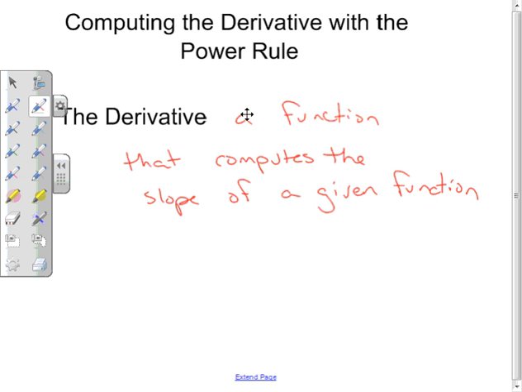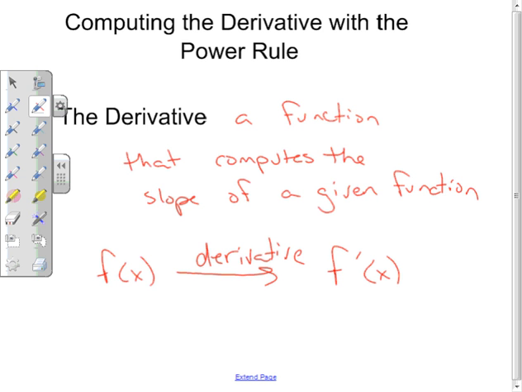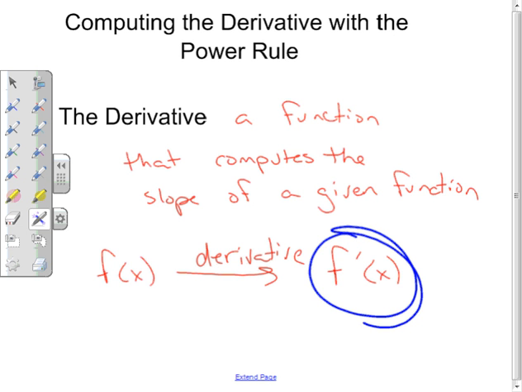Okay, so if I have some function called f of x, and I take the derivative of that function, it would be known as f prime at x, or read, the derivative of f at x. And this function here will tell you the slope of this function here. Okay, so they are related, so they have similar notations. They both have an f in it, but they're not the same. This is read f prime, or the derivative of f of x.